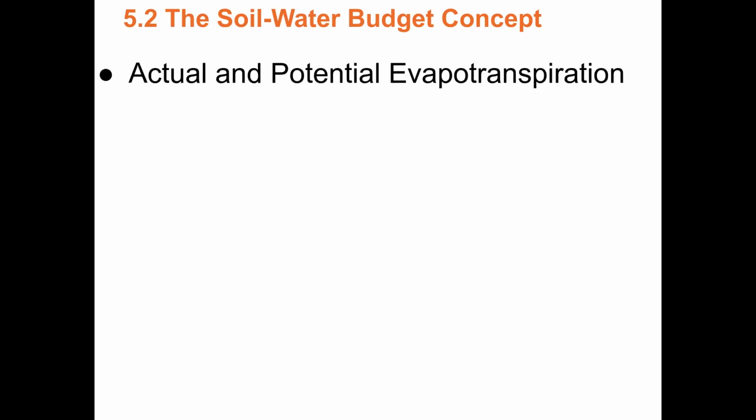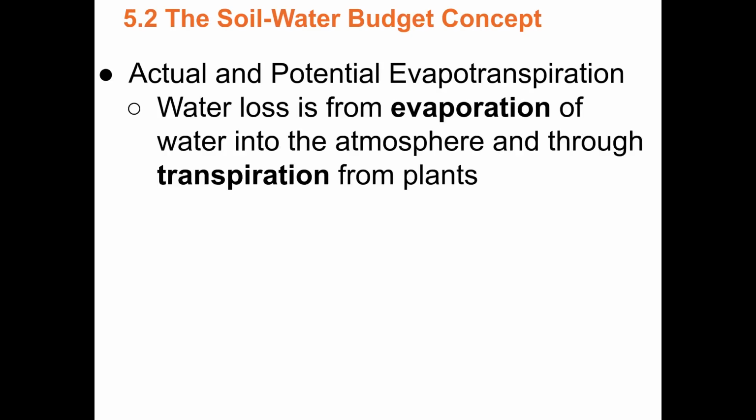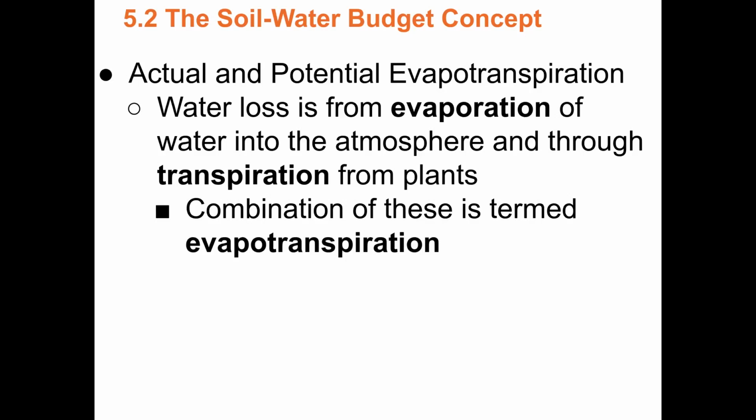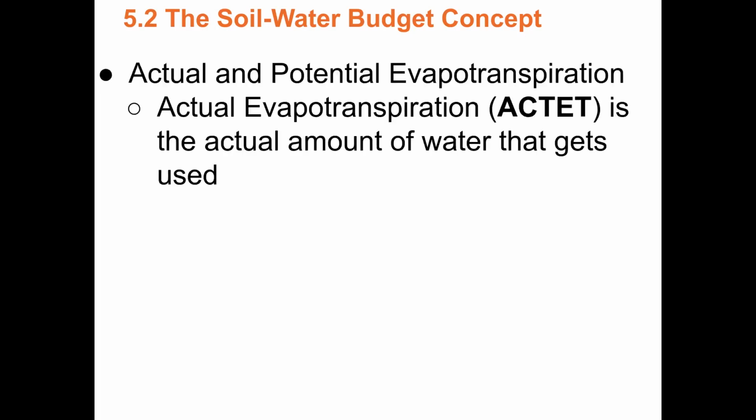There's two things that we're going to look at. There's the actual evapotranspiration, which is water loss from evaporation of water into the atmosphere, and transpiration from plants. The combination of both of those we call evapotranspiration. So basically it's all the water leaving the system. Actual evapotranspiration is the actual amount of water that gets used. That's why it's called actual evapotranspiration, although we'll just abbreviate it as ACTET. So ACTET refers to the actual amount of water that gets used.